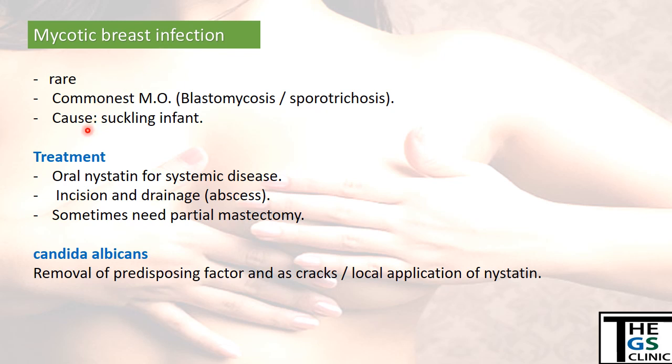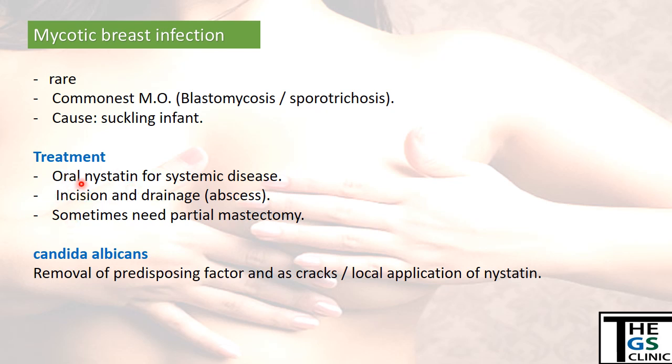The other microorganism which is common and we know it well is Candida albicans, and this is usually due to a suckling infant in the breastfeeding female. It comes from the mouth of the infant and is transmitted through a crack in the breast of the female, and this will result in infection with Candida albicans.